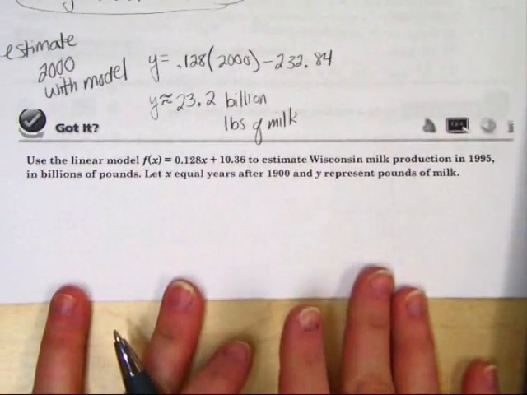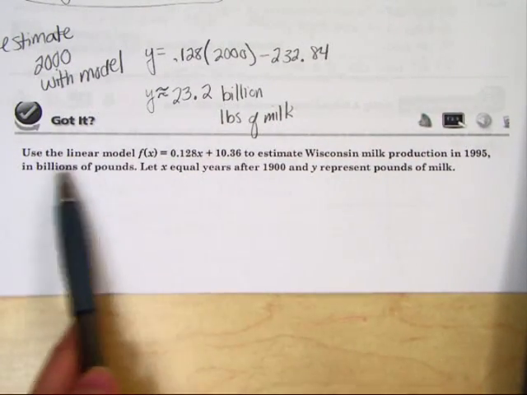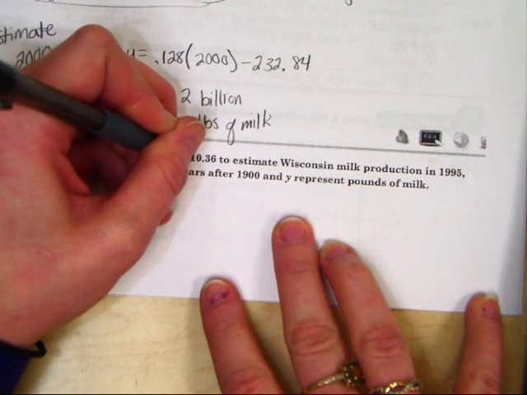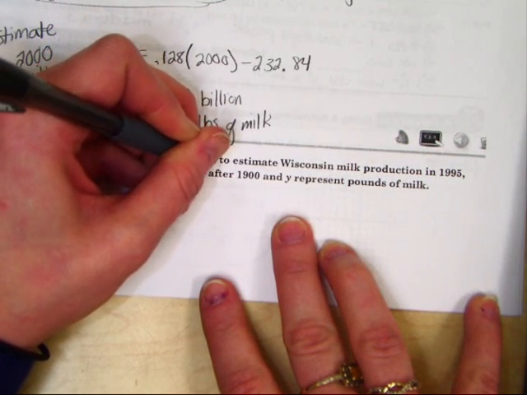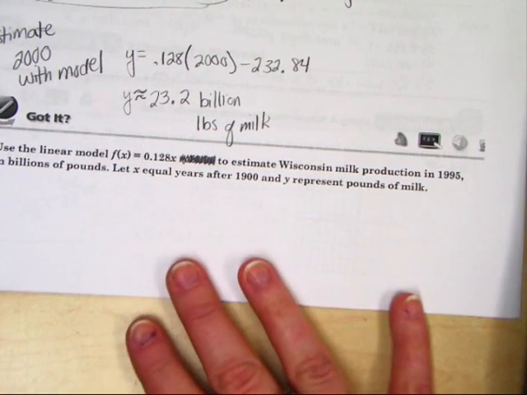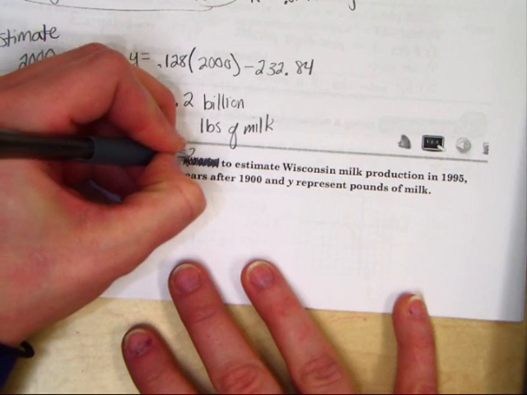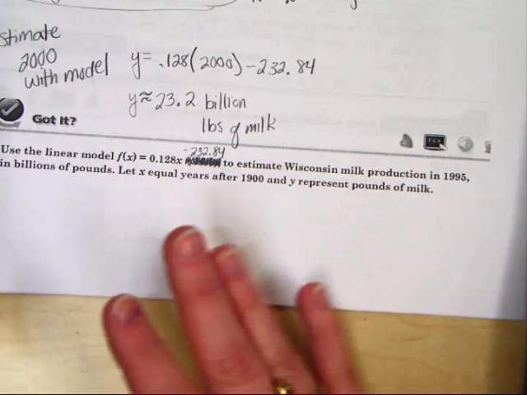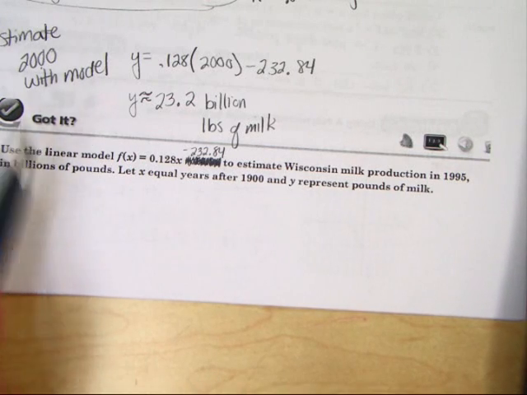Let's do the got it. So here is their model. Our model we did a little differently. They changed their year equals 0 to be 1955. I did not because people tend to get confused. So let's change our answer so it matches theirs. Don't worry about it. We're going to get the same answers, okay?